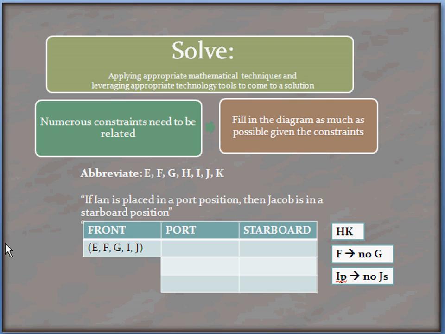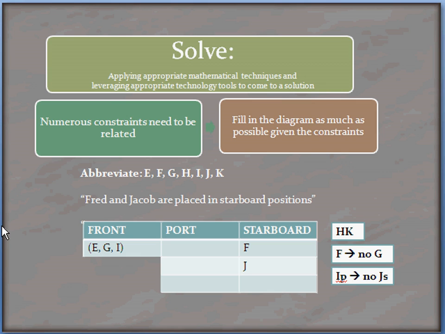Our next constraint is that if Ian is placed in the port position, then Jacob is in a starboard position. Again, we don't know where Ian is placed, so we can't really say anything about Jacob here, so we'll write this over on the right-hand side again. If Ian port, then, again an arrow symbol, no Jacob on the starboard side.